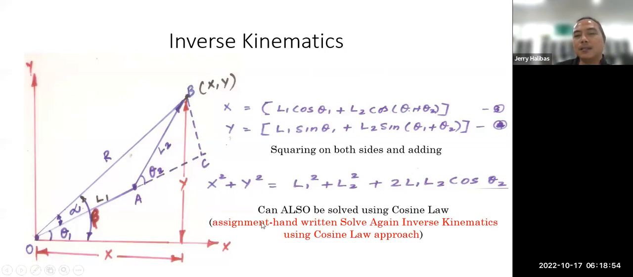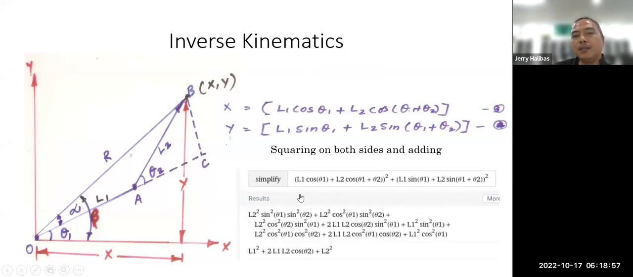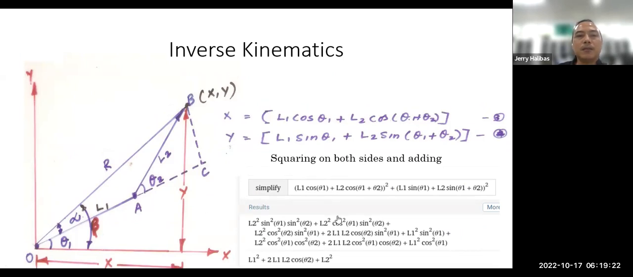Remember, since our method is not using cosine law, it is required to square both sides. So you square, and this is the result. How did you get that, sir? It was not written. So, I'll teach you. I'm going to stop sharing this one. Teach you how I did it. So, here I am in Wolfram Alpha.